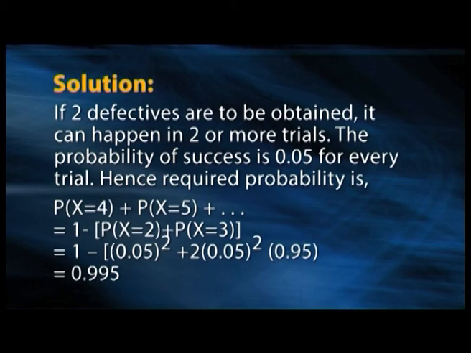Hence the required probability is P(X greater than or equal to 2) is equal to 1 minus P(X equal to 0) plus P(X equal to 1), which is 0.05 square plus 2 into 0.05 square into 0.95, equal to 0.995.